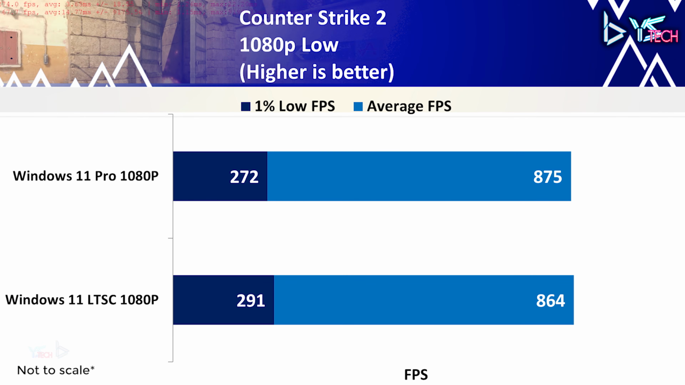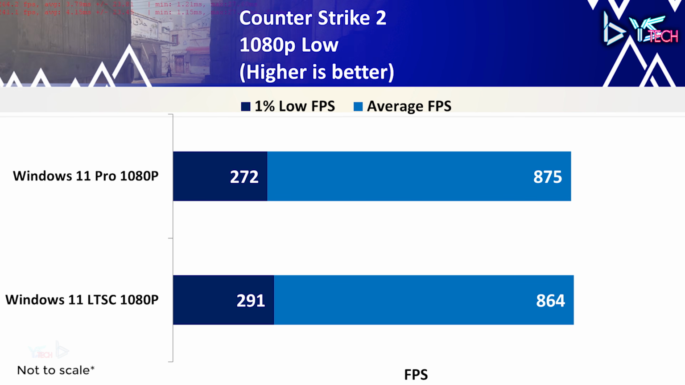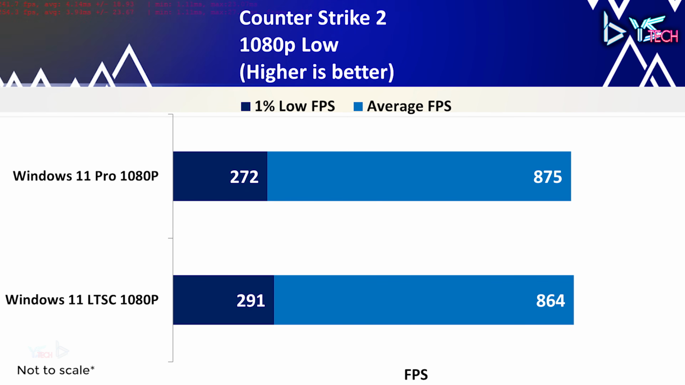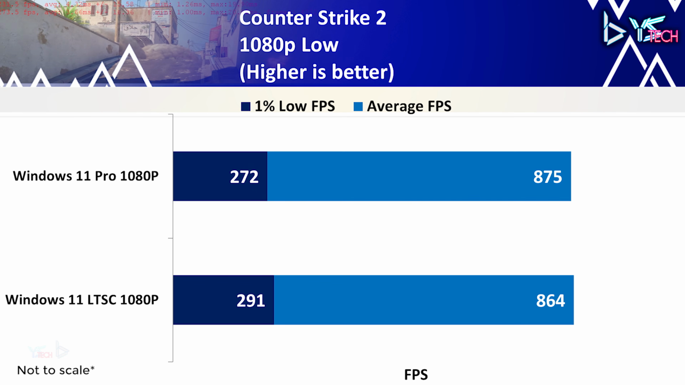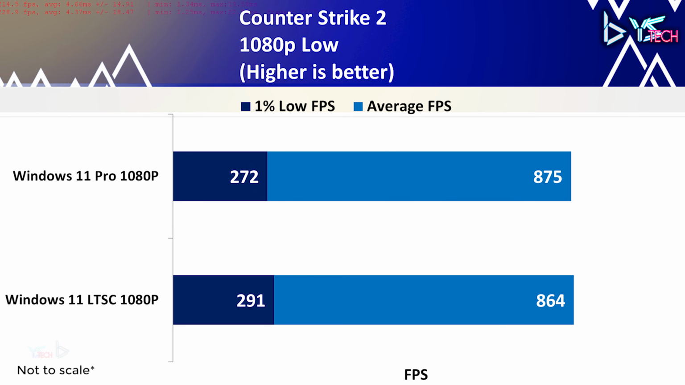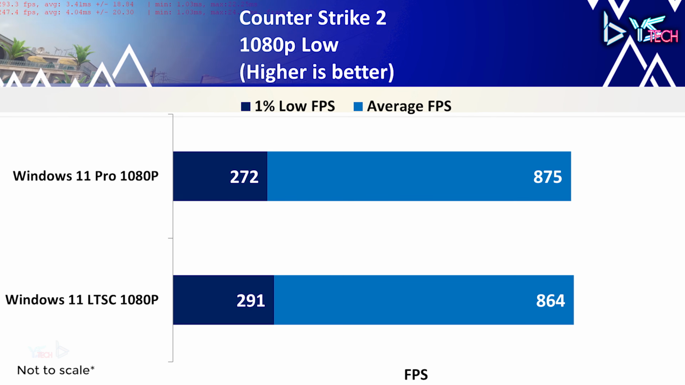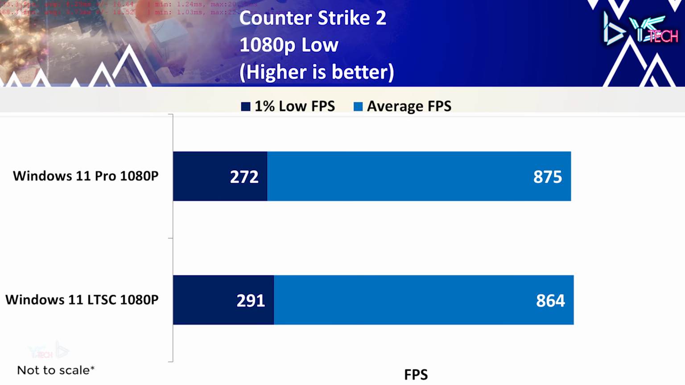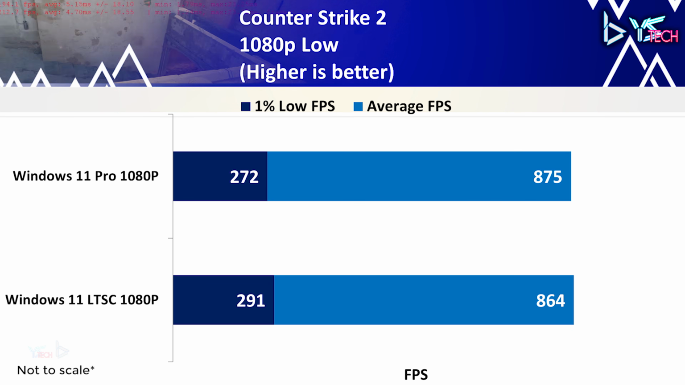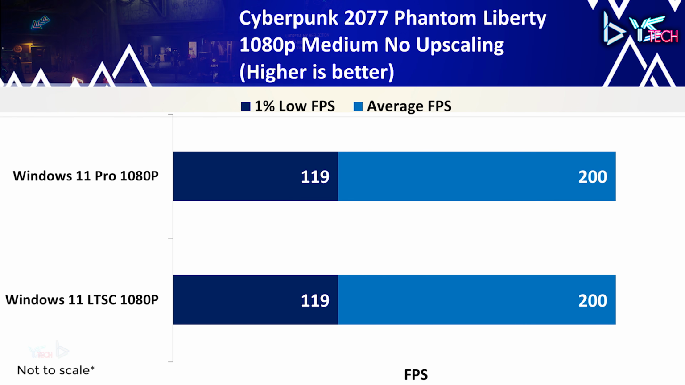Starting us off, we have Counter-Strike 2 on 1080p. All of our tests will be on 1080p, and it will be on the low settings using the benchmark map from the community workshop. Now as we can see, there's not too much of a difference, but we did find that the LTSC version had better 1% lows at 291 compared to 272 on the normal Windows 11 Pro. Not much of a difference there. We'd have a slight advantage in terms of the average FPS though, in favor of Windows 11 Pro for 875 compared to 864.